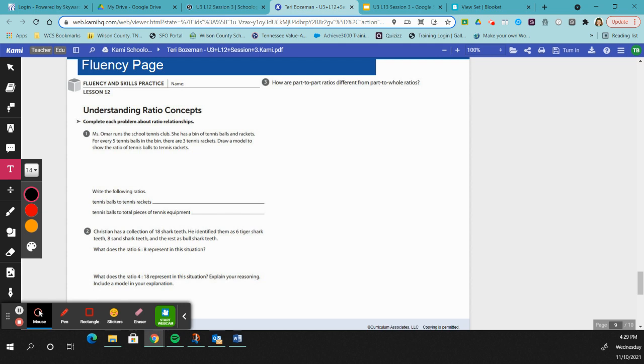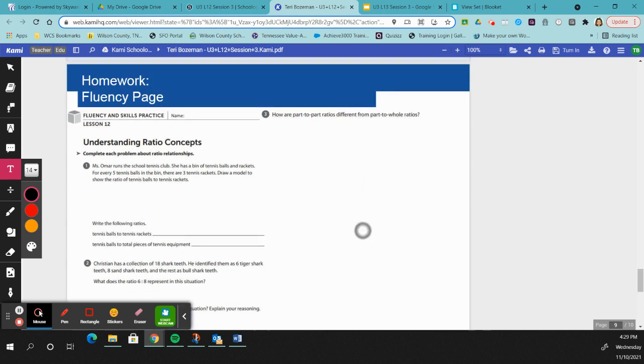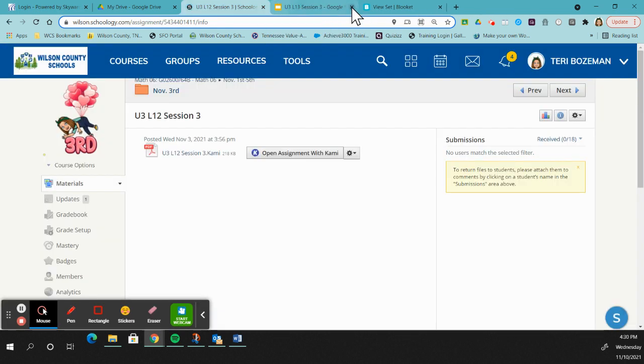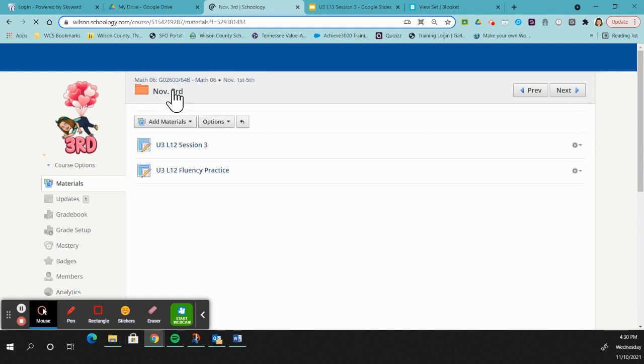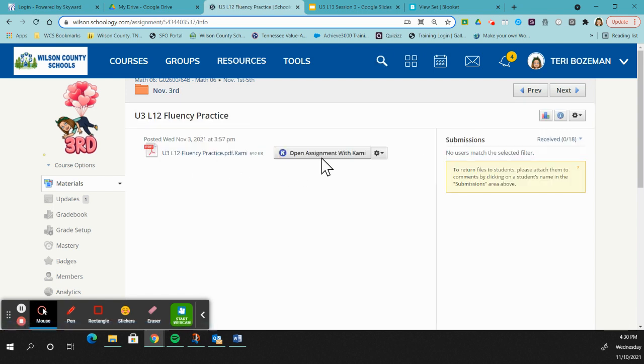So we have a homework page here. And it's a fluency page. And like I said, you can do it right here on this and just turn it in with this assignment if you want to. But if you would like a larger version of this, then that is what the other assignment in the November 3rd folder is for. So it says fluency practice here. This is another assignment that I'm taking a grade on. So when you open it, it will be larger for you.